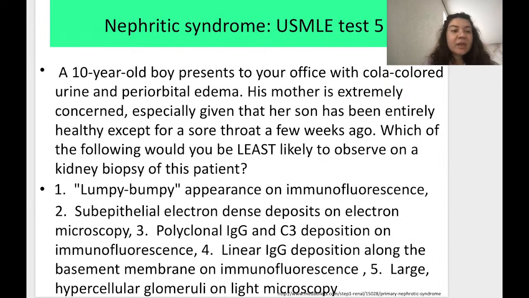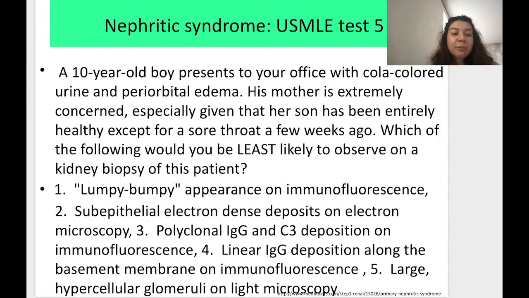Test 5. A 10-year-old boy presents to your office with cola-colored urine and periorbital edema. His mother is extremely concerned, especially given that her son has not been entirely healthy except for a sore throat a few weeks ago. Which of the following would be least likely to observe on a kidney biopsy of this patient?